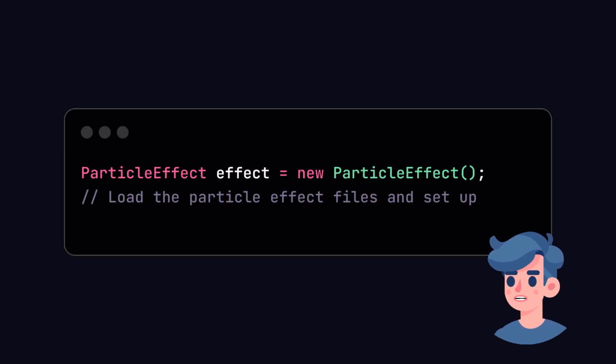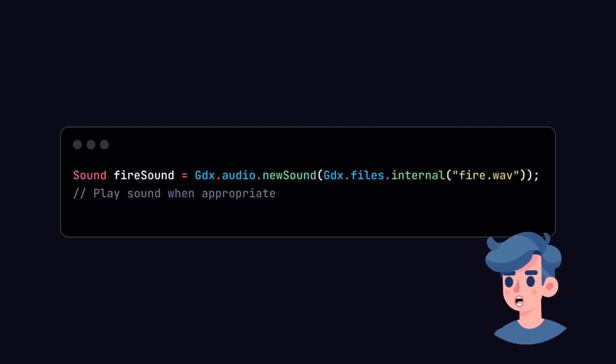To enhance the visual experience, let's explore adding particle effects for tower attacks and enemy deaths. These effects can be integrated using libGDX's particle systems. Additionally, we should add sound effects for the actions in the game such as enemy spawning, tower firing, and enemy death. Let's incorporate those elements.